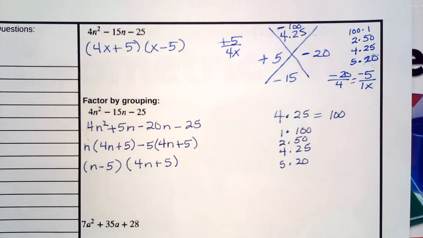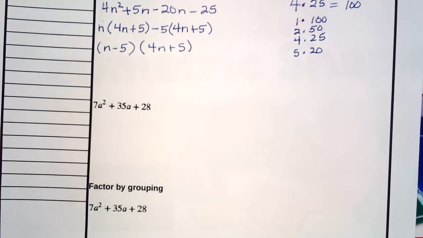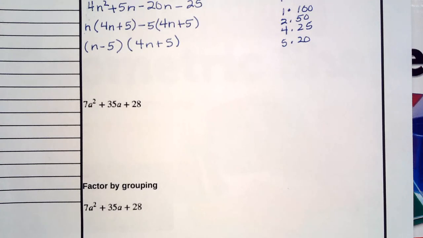Okay, for the last one, pause the video. Can you do it on your own? If you can do it on your own, or at least get started, then you know that you are able to understand the concept. Always remember, factor out the greatest common factor if you can. Pause the video and try it on your own.